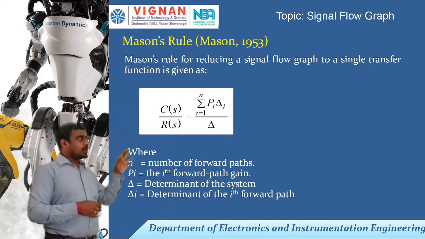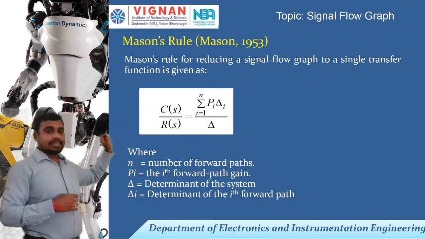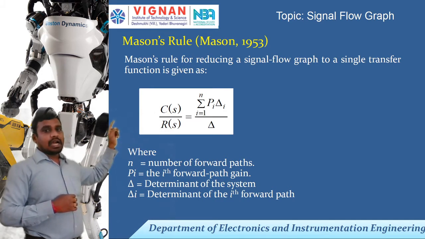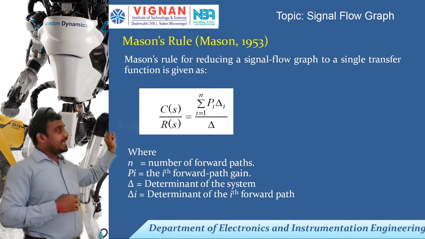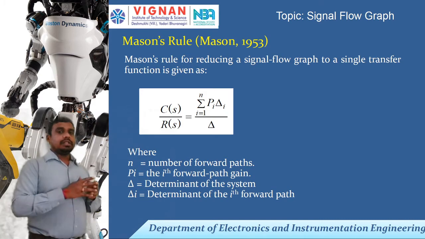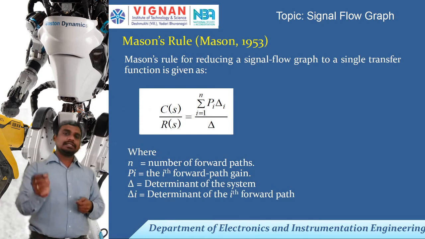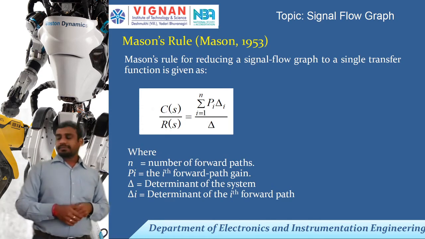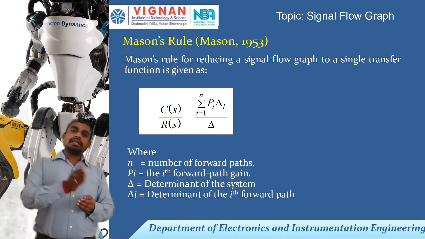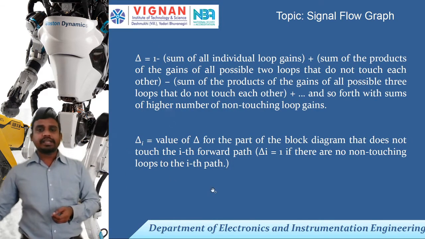But you just observe what is the signal flow, what is the meaning of the transfer function. It is given by summation i equal to 1 to n of Pi Del i by Del, where Pi is the ith forward path. If the signal flow graph has many paths, when you are considering a particular path, that is called the ith path. How to calculate Del? Del is the determinant of the system. Del i is also a determinant, but for that particular forward path. These formulas for Del and Del i are given as follows.